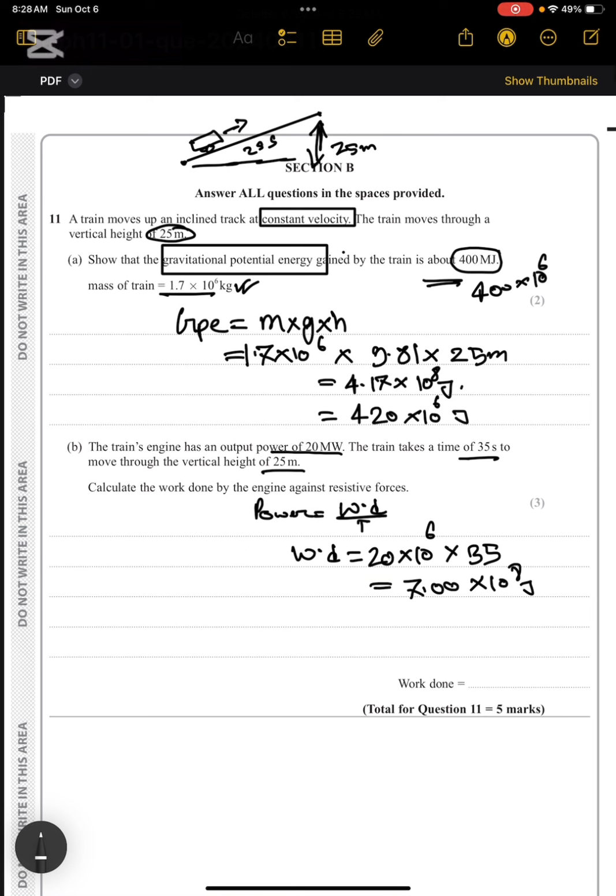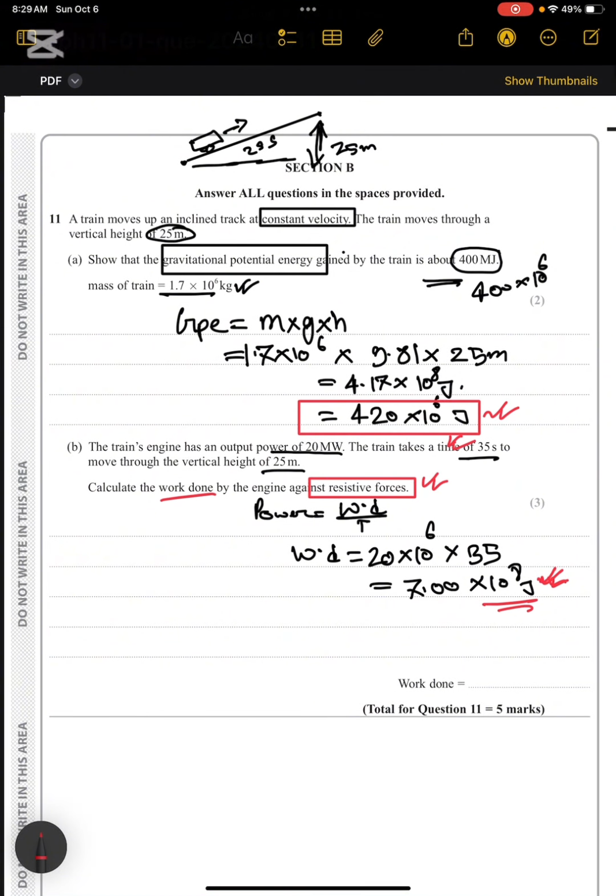And we all know this was the energy that was gained by the train. So this was the energy gained, and this was the work that the train has done while moving up. This was the overall work that the train has done, but it has gained only this amount of energy. So the rest of the energy has been spent because of the resistive forces. The resistive forces have taken up that energy. So we have to just subtract this value from the overall work done to get the work done by the engine against the resistive forces, like friction or any other resistive force.